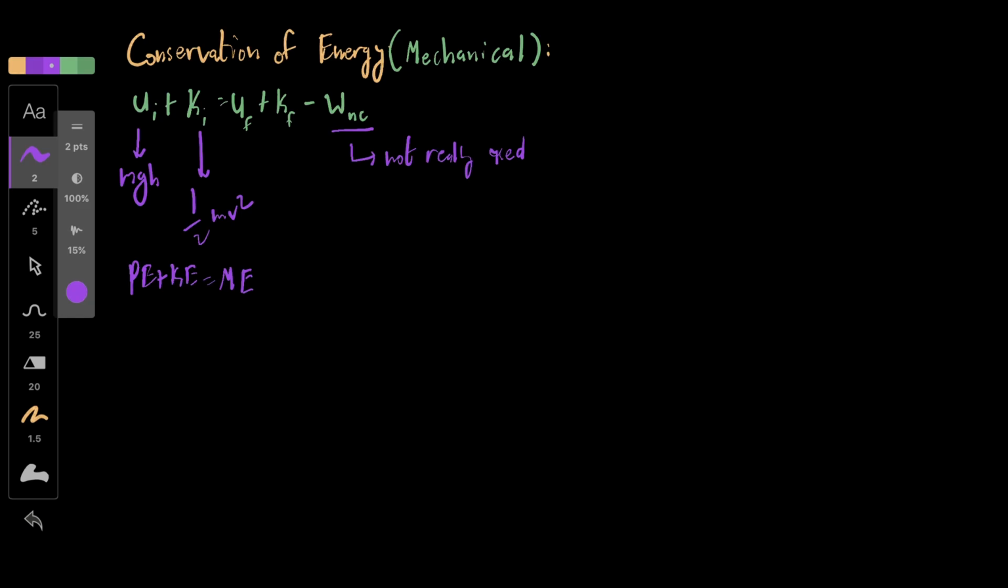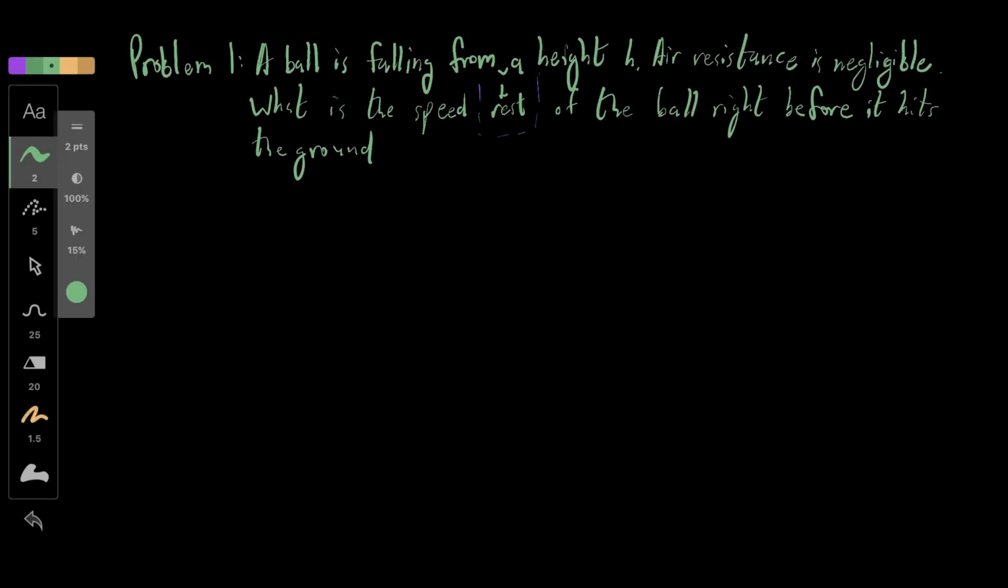Now, it might not seem very complicated or very useful at all, but this can massively simplify your life when you are working with things falling over a distance or on other things. And what better way to show you than to do 2 examples explaining this same conservation of energy. Alright, this problem says a ball is falling from a height h. Air resistance is negligible. What is the speed of the ball right before it hits the ground?